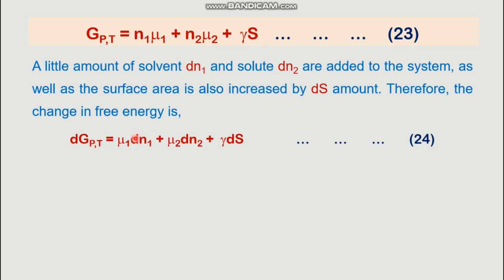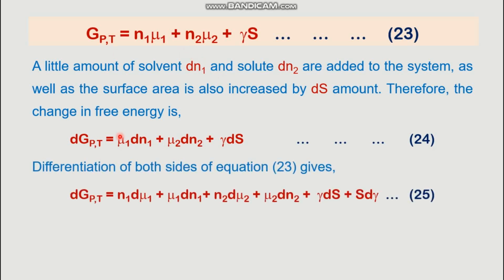So the change can be written as dG at constant pressure and temperature equals mu1 into increase in moles of solvent, so dN1, plus mu2, that is chemical potential of the solute, into the amount of the solute molecules which has been added to the solution, and plus surface tension into increase in surface area, so gamma ds. Now if you differentiate this equation number 23 on both sides, then you shall get another equation.